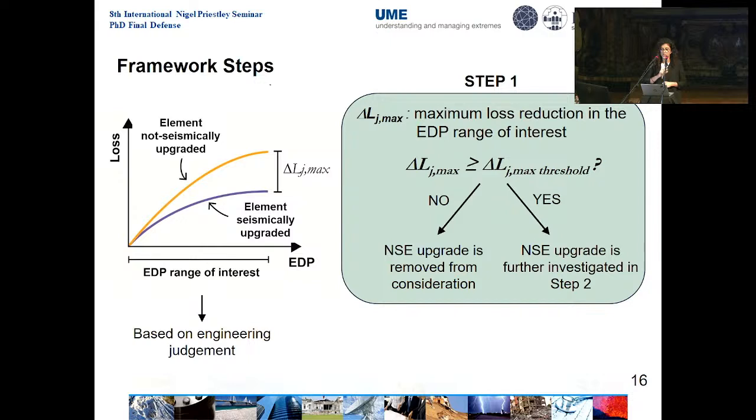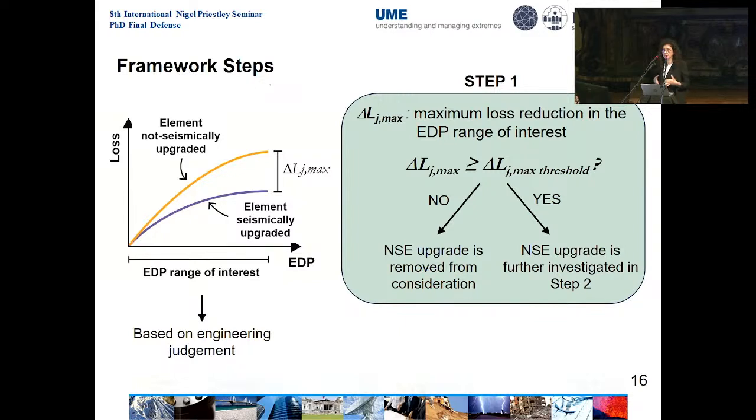Now, the difference tells us how much would be the impact of a non-structural upgrade in terms of seismic loss reduction. So we define a parameter, which is this delta L max that you see in here, the maximum loss reduction, that tells us the maximum loss reduction that we can expect from the upgrade of that component in the EDP range of interest.